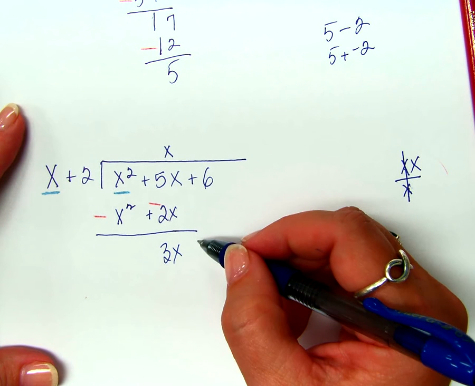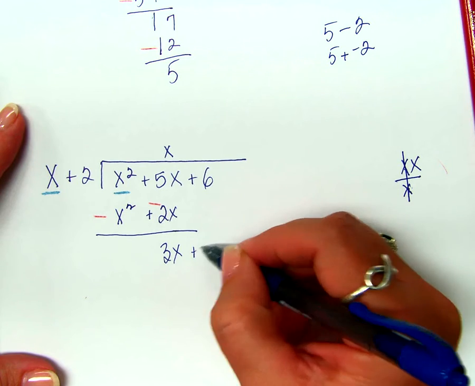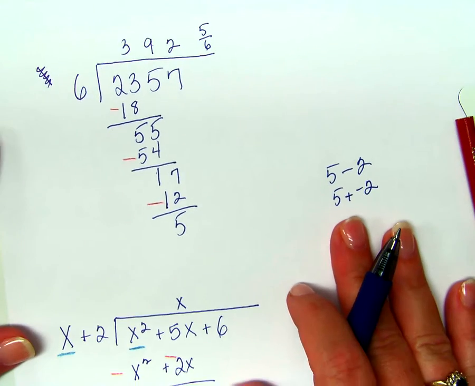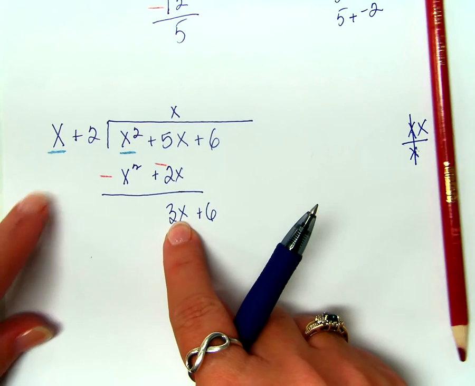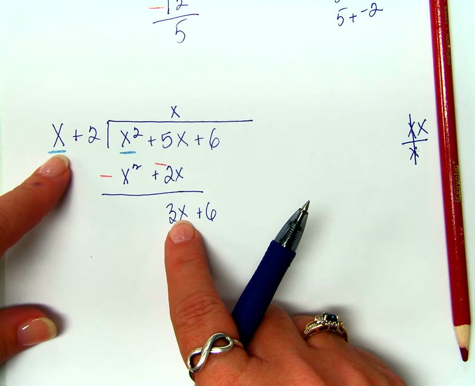Wait, have you done long division before? Polynomial long division? Then how'd you know to bring the 6 down? Oh, because it's like regular long division, isn't it? All right. Now go back here again. First term, first term. What's 3x divided by x?